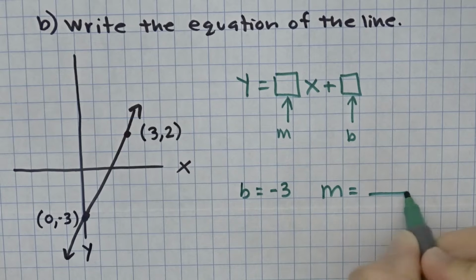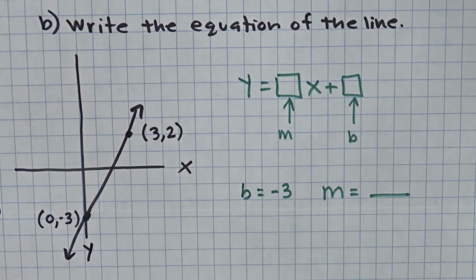And now to find my slope, remember the slope is the vertical change divided by the horizontal change. So it doesn't matter what point I start on. I'm going to go up. That's 1, 2, 3, 4, 5 up. So that's going to be a positive 5, the difference in the y. And then I'm going to go to the right 3 units. That's a positive 3, the difference in the x's. So my slope is going to be positive 5 over positive 3.